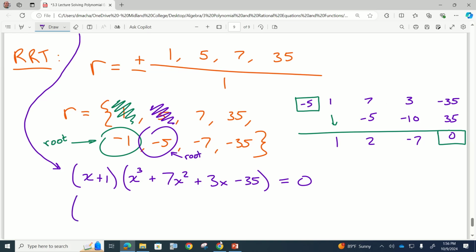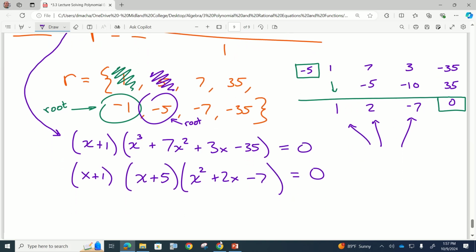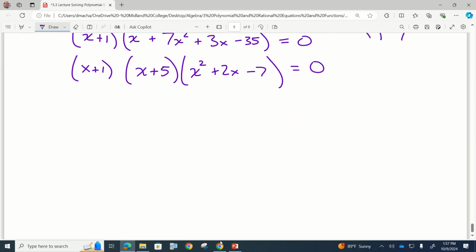And if negative 5 is a root, that means x plus 5 must be a factor, and the remaining quotient would just be x squared plus 2x minus 7. I got x squared plus 2x minus 7 by looking at these numbers, because it's like we just did synthetic division, right? So we're finally at the point where we have just a quadratic left.